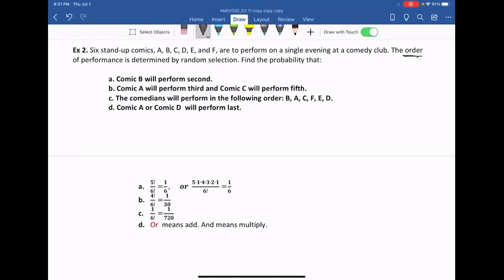If we want to find the probability of the event, we must know the number of the sample space. For the sample space, we have 6 people and they perform at different times. The order matters. So that means 6 of them, we order them in different ways. So the number of the sample space is 6 factorial.